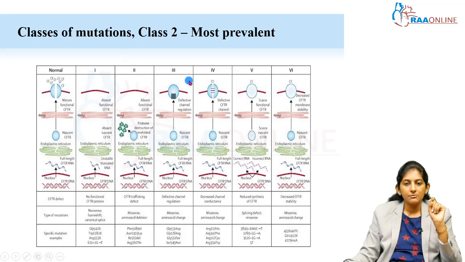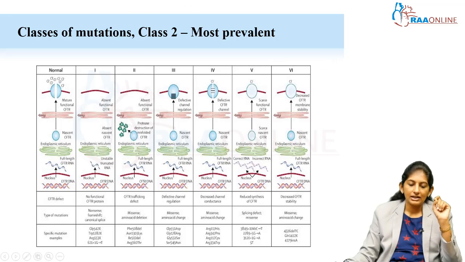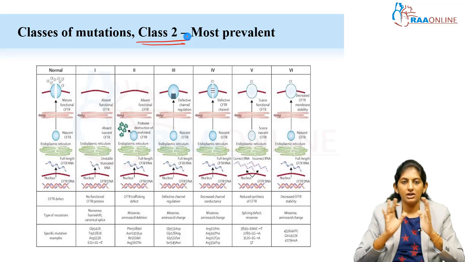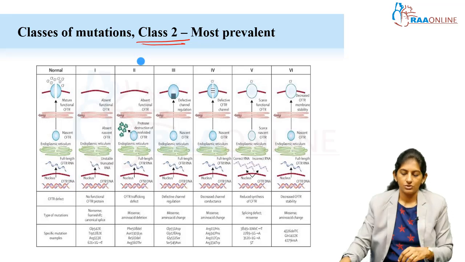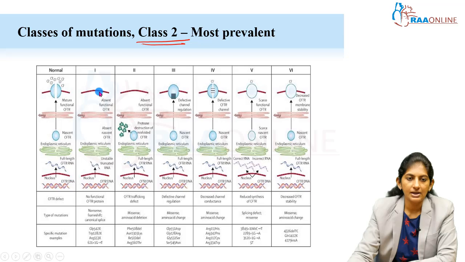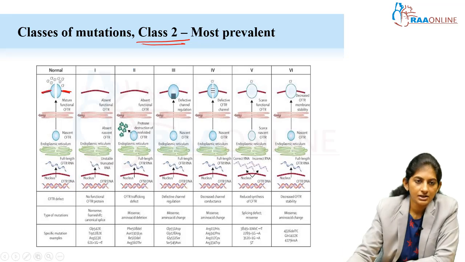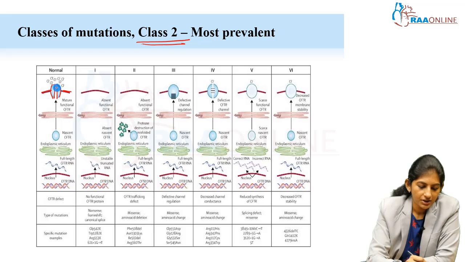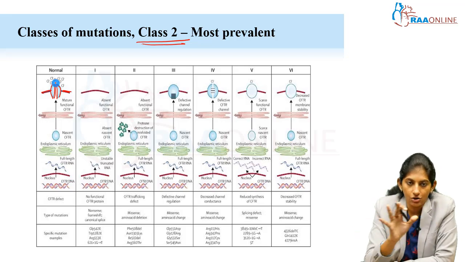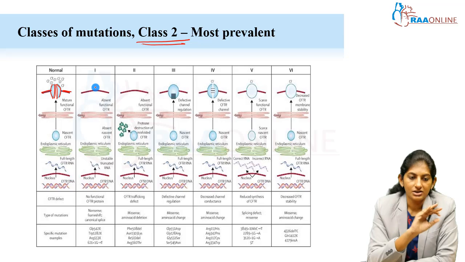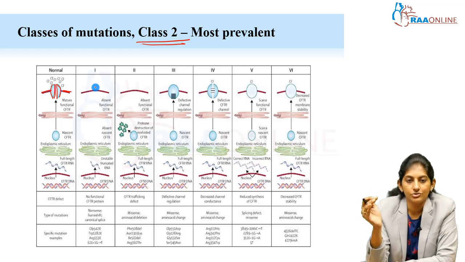So there are basically 6 different classes of mutations. Among all of these, class 2 is the most prevalent class of mutation worldwide. Class 1 and class 2 are basically severe mutations. So you see here, this is the epithelial surface. This is the normal CFTR protein. Here you can see that it is present in the epithelium and acts as a chloride channel, and chloride is getting secreted. So what happens in class 1 mutation? Absolutely there is no CFTR protein at all. You can see that the epithelium is plain. There is no functional CFTR. So this is the most severe of all classes of mutation.